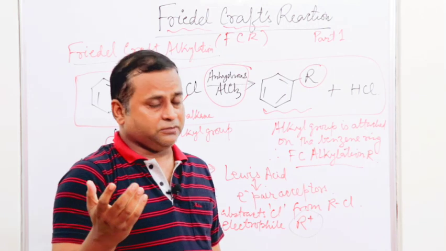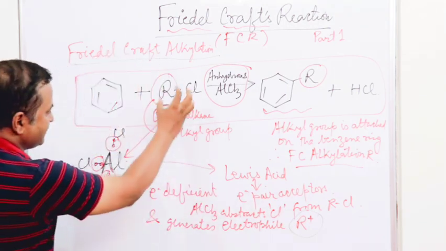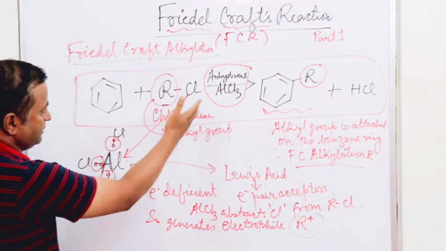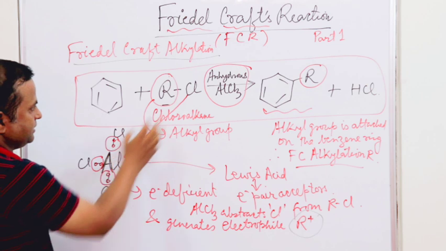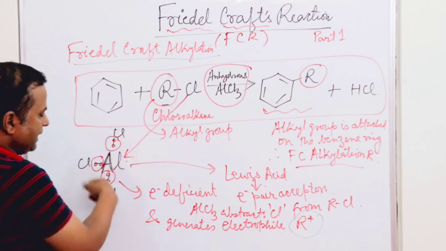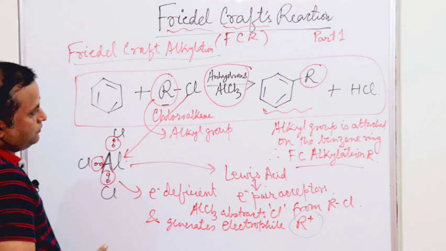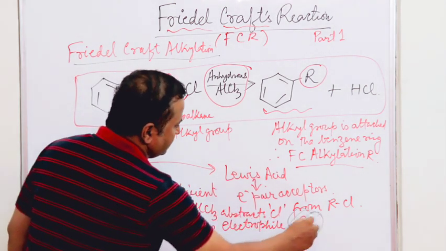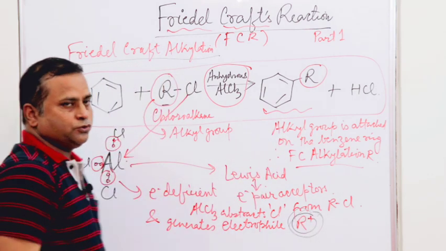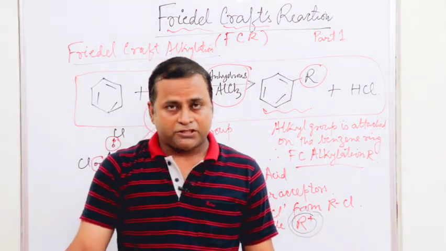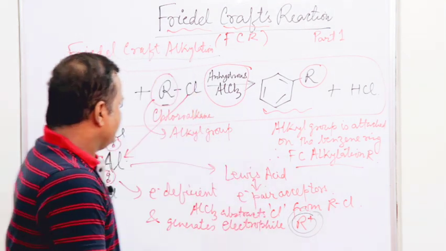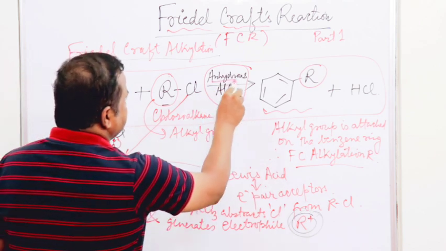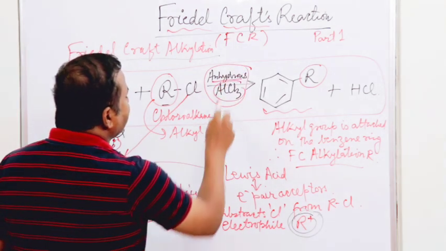And how does it do so? It does so by abstracting the chlorine atom, which is bonded to the chloroalkane. By abstracting it, it takes the chlorine and becomes stable by getting octet around it, and in the way it generates an electrophile, which is necessary for the reaction to occur further. So that's its purpose. Now one important fact here is that AlCl3 must be anhydrous.